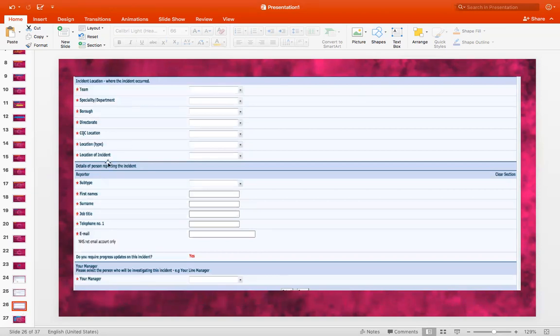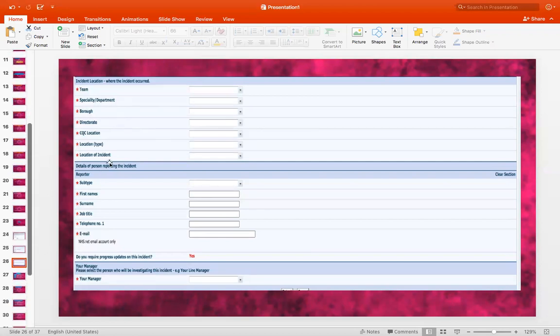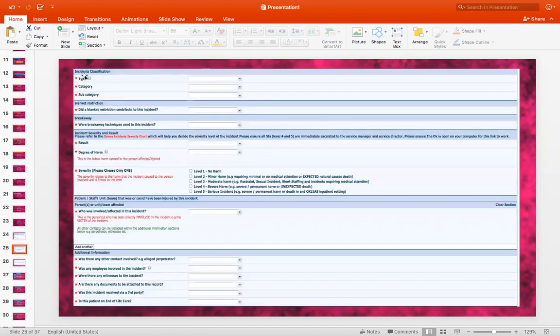So these are the different parts of the Datix form. Details of the reporter: subtype, first name, surname, job title, telephone number, email, team, specialty, borough, directorate, etc. Location. These are the different subheadings where they can see identity and accident location. Details of the person, these are the subheadings. So basically, a few headings, the incident classification heading, and these are the subheadings. I have given the details so you can understand.